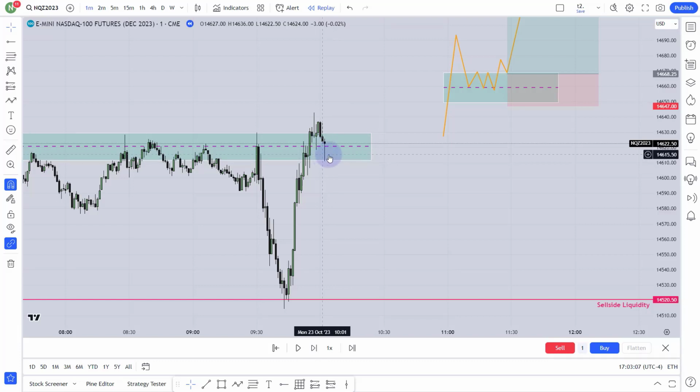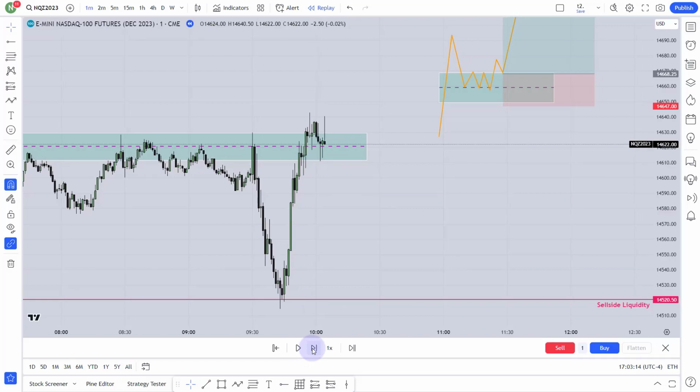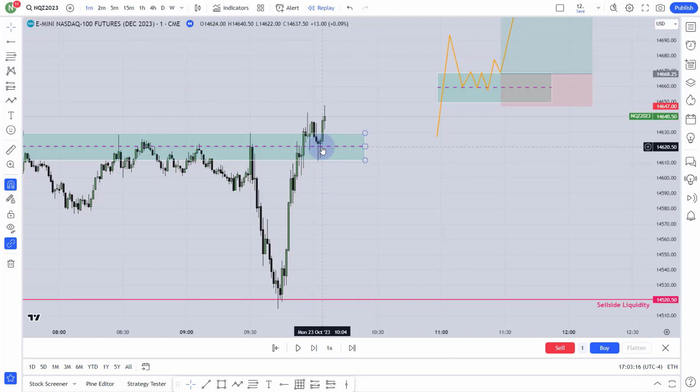Because we actually do the damage. So I need to see how the body is reacting over there. So look, everybody has actually closed above the consequent encroachment, and this is the rejection.